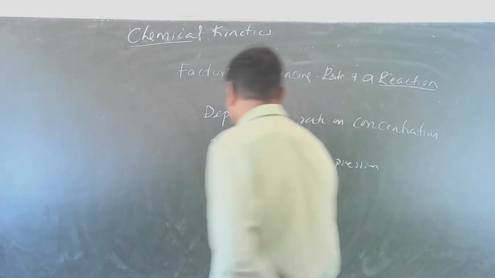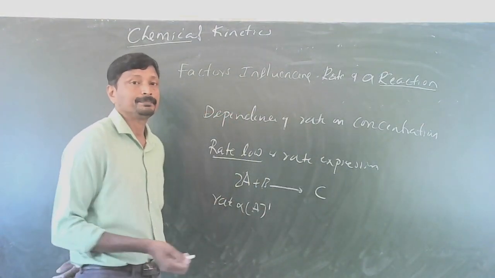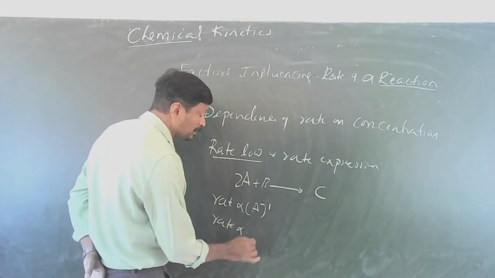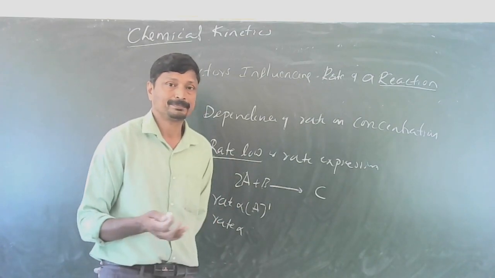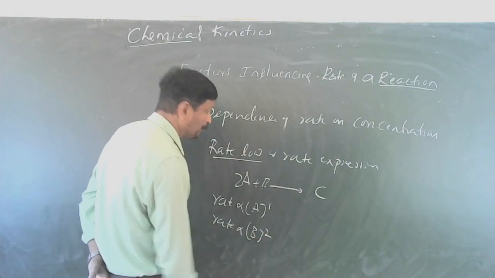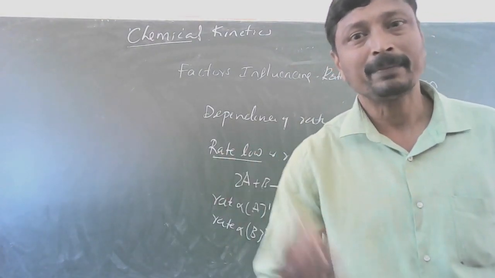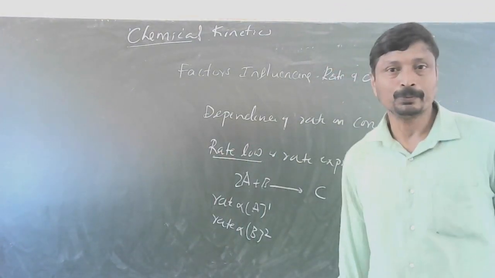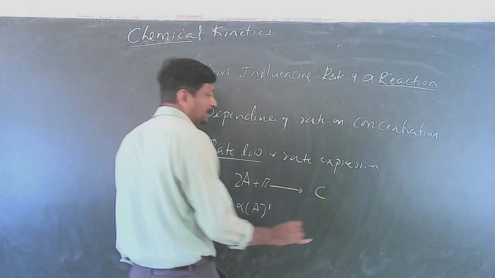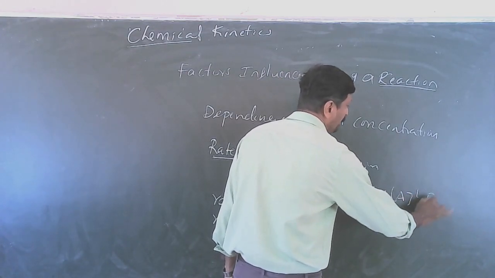In the second case you have B. Suppose you double the concentration of B, then the rate increases to 4 times. Then you have to write B to the power of 2. If you make B into 2B, the rate becomes 4 times, so B to the power of 2. Simple. Then how do you write the rate expression? The rate is proportional to A to the power of 1, B to the power of 2.